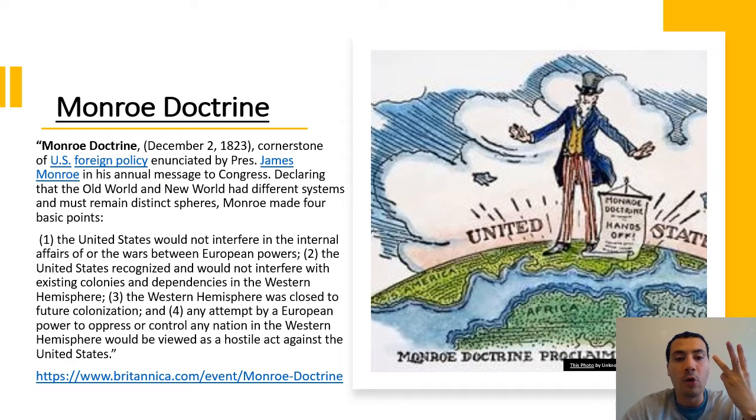Number 3, the Western Hemisphere was closed to future colonization. That means that Europeans, Spaniards, French, Dutch, whoever cannot come again and start taking land in the Caribbean or South America. No way, colonization is over. And number 4, any attempt by a European power to oppress or control any nation in the Western Hemisphere will be viewed as a hostile act against the United States. So this is very important.